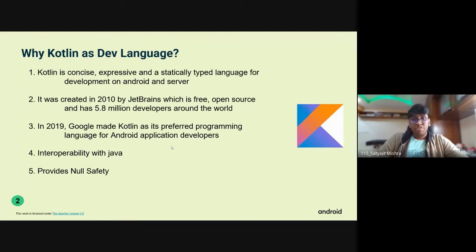And it's a very powerful language because of its interoperability with Java. Java had some disadvantages, which Kotlin covers in a very elegant way. And the most important thing being, it also provides null safety. We'll get to it later in the upcoming slides.